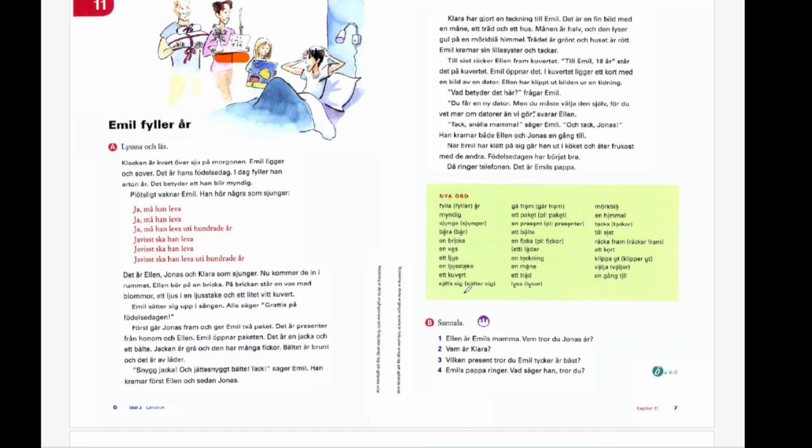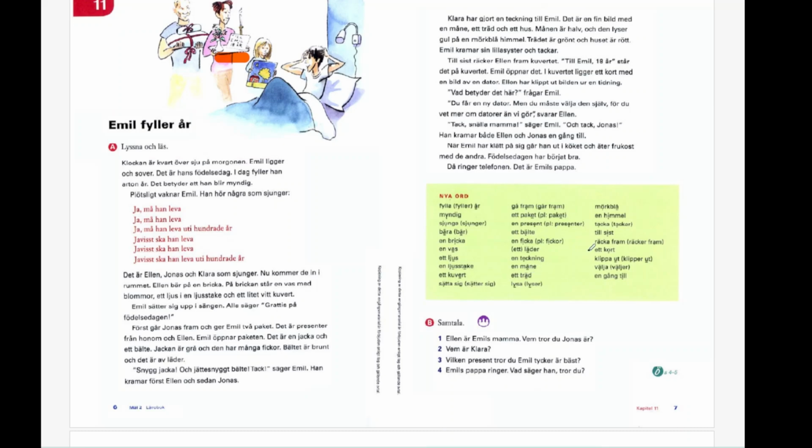Sätta, to say, to place it. Gå fram, going forward. Ett paket, a packet. And present, a gift. It's the same word as present in English. Ett bälte, it's a belt. En flicka, a girl. Läder, it's leather. Teckning is a drawing made of colors or paint. En måne, moon, ett träd, a tree. Lyser is glowing. Månen lyser, like shining.